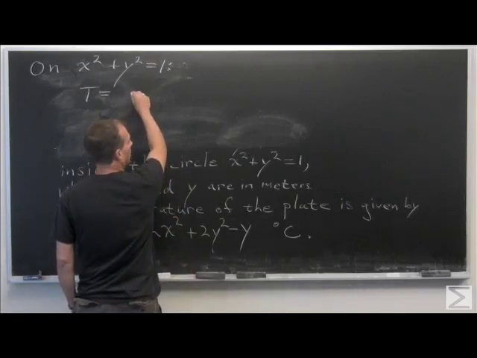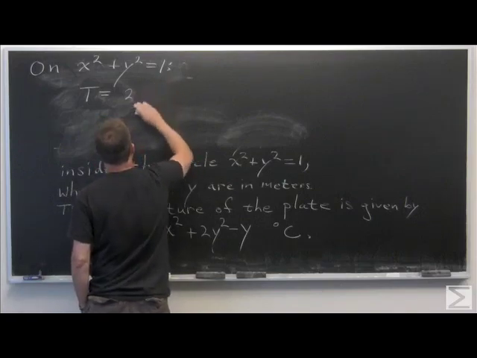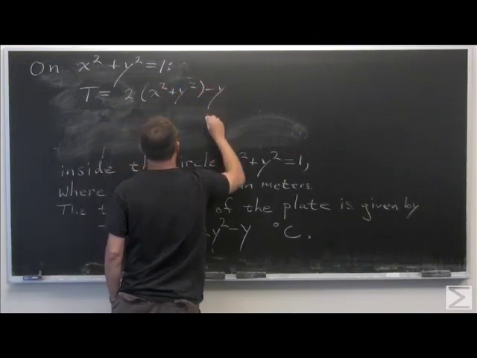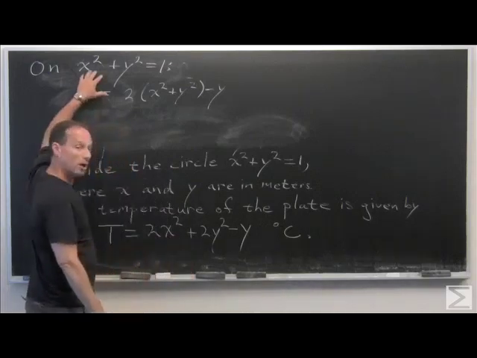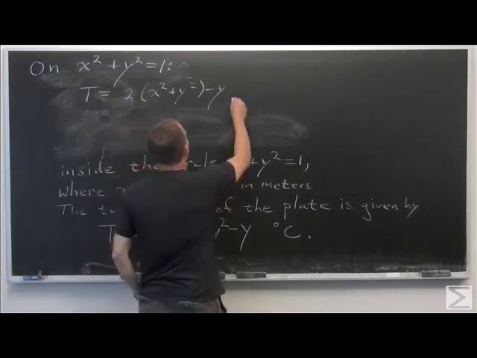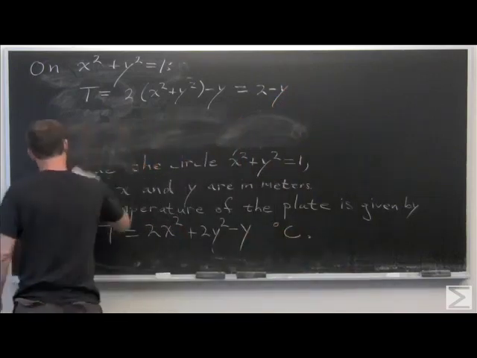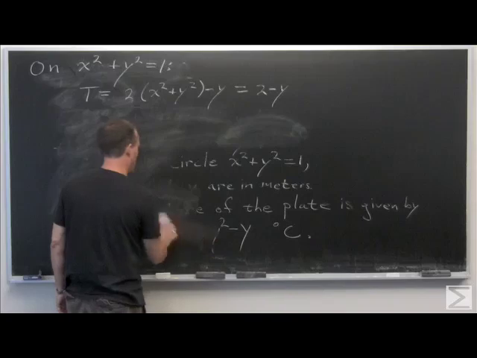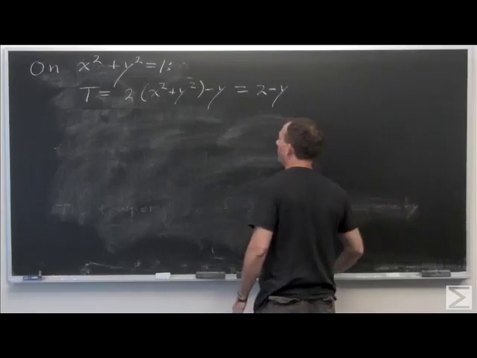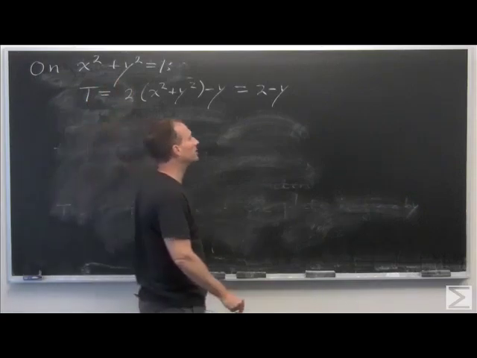So the function is 2x squared plus 2y squared, but that's 2 times x squared plus y squared, minus y. But now we're looking at points on the boundary, points where this is true. So x squared plus y squared is just 1, and so this is 2 minus y. Now, the boundary itself of a compact set is compact, and so this isn't for all possible y. This is for y's that you can possibly have on the boundary. That's for y between minus 1 and 1.